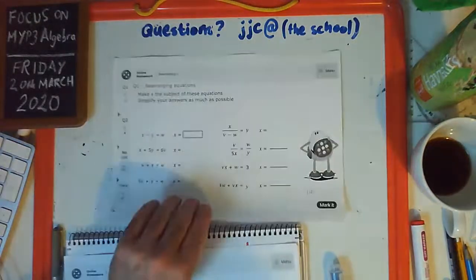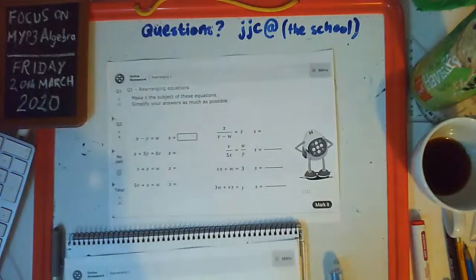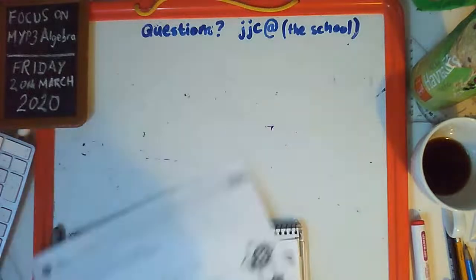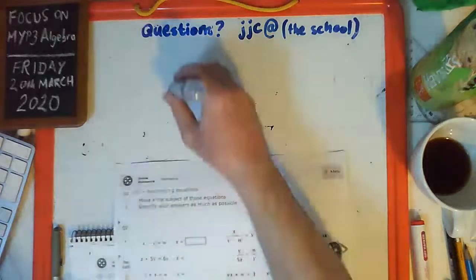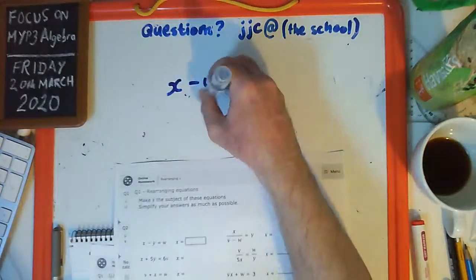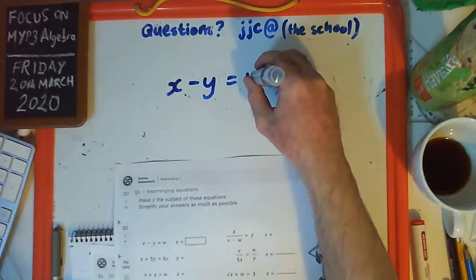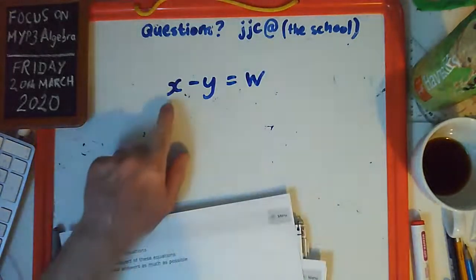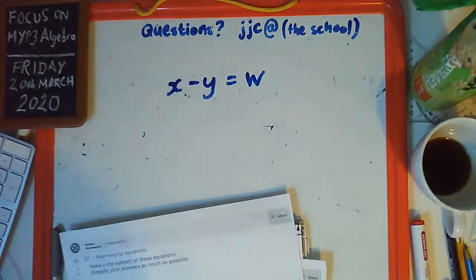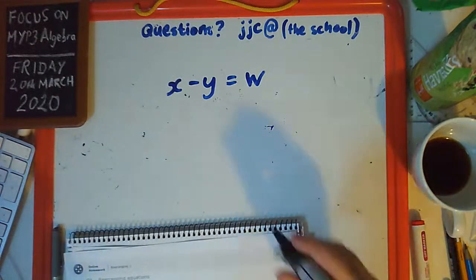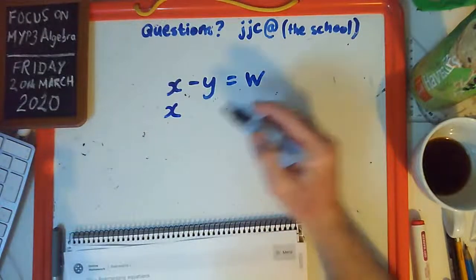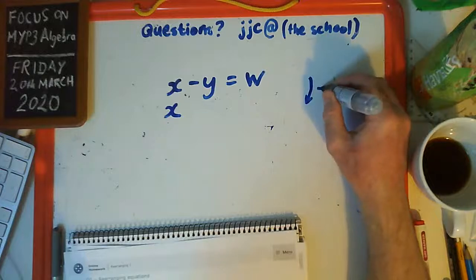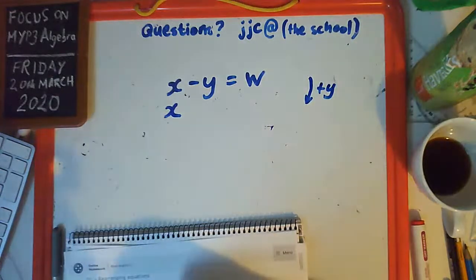So now we're off factorization and we're talking about rearranging equations. I think I'll just stick to the big board for all of these now. So x minus y equals w. And I want to rearrange that into an equation that says x equals something, so making x the subject. I'd like to get the x on its own. I need to get rid of the minus y. I get rid of a minus y by adding y to cancel it out, and it disappears.